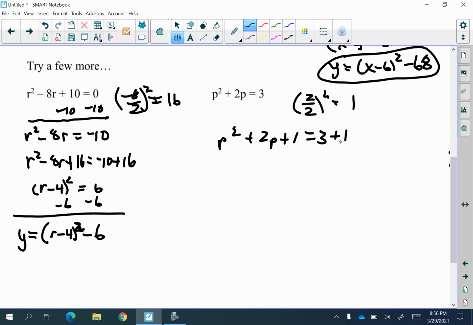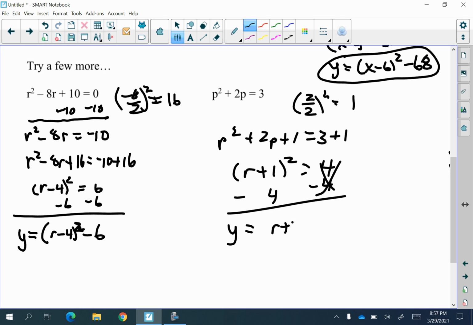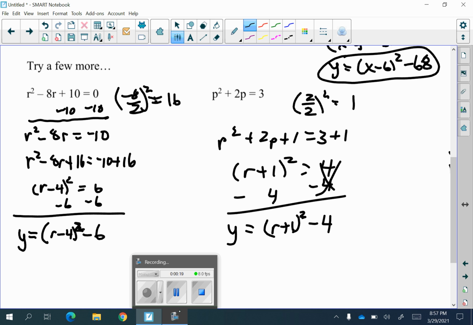So now the square root of 1 is 1. And when you take 1 times 2, there's 2. So we have x plus 1 squared equals 4. And then I'm going to subtract 4 back over. So that's gone. And I'll be left with y equals x plus 1 quantity squared minus 4. And there is my answer in vertex form. So again, there is no homework tonight, just these notes, and that was completing the square.